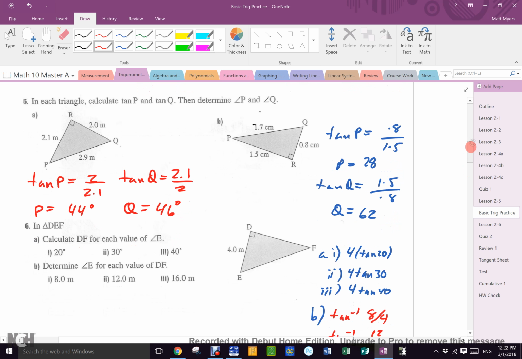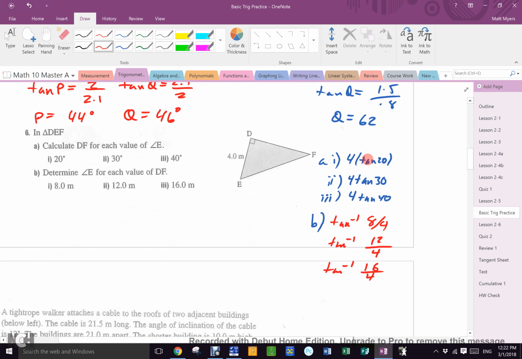And down here, please notice, I just wrote out what you had to do. This question is there for a reason. Because you notice the only thing that changed was the theta, but the math was the same every time.